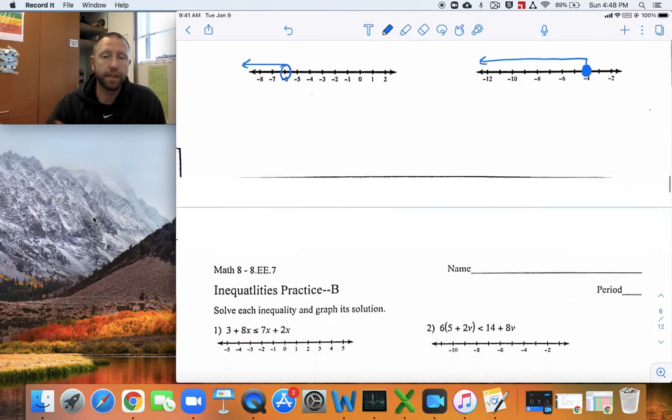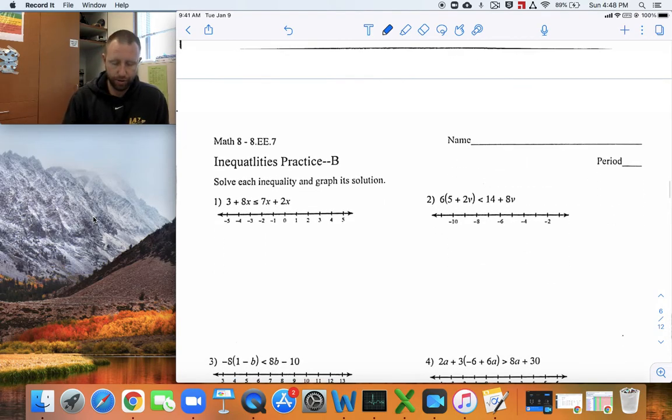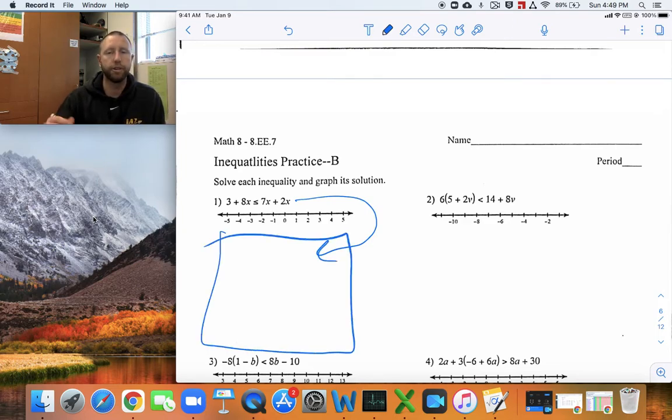All right, and then you guys can go ahead and get started on the assignment. The inequality is written really close to the number line, so actually just do all of your work down here in this space, and then you can just graph your answer on the number line, right there underneath the problem. All right, make sure you ask your teacher if you have any questions.